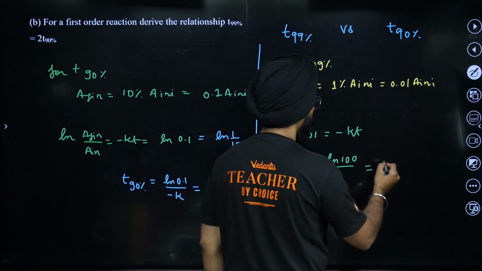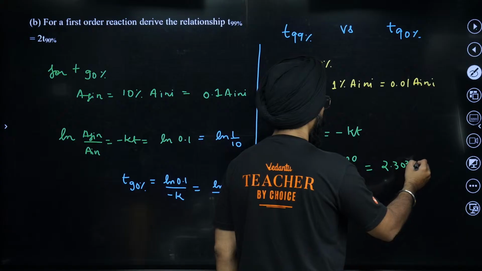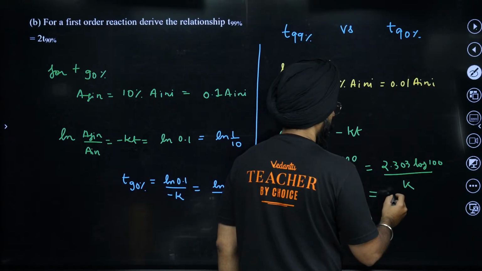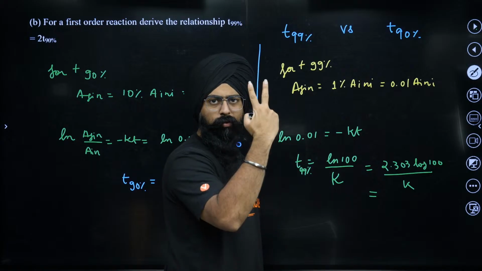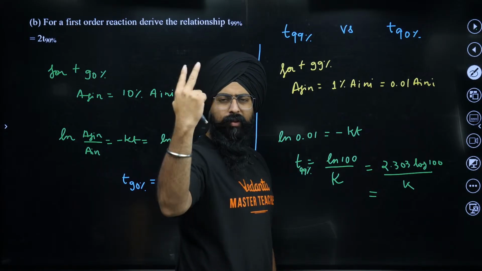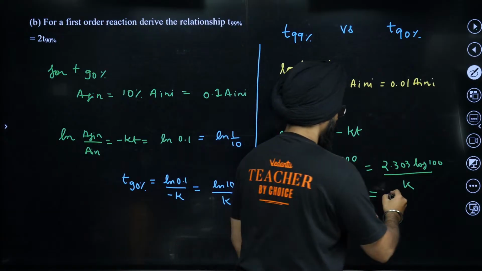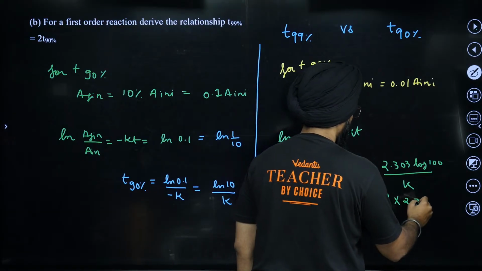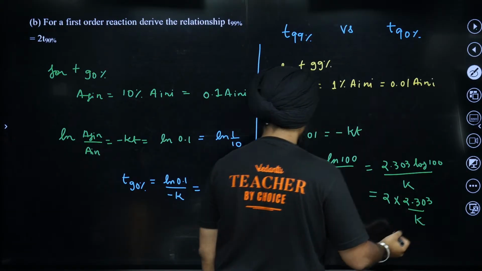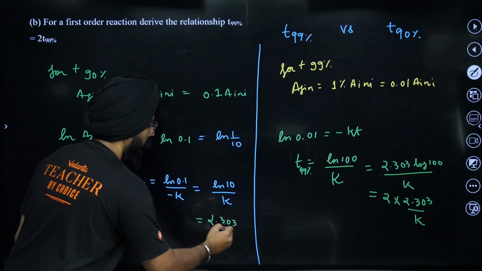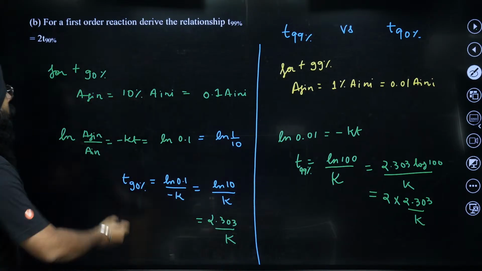This can be written as 2.303 times log of 100 upon K. Log of 10 is 1, and log of 100 is 2, because this can be written as 10 to the power 2. So this is 2 into 2.303 by K, and this is simply equal to 2.303 by K. Proved.